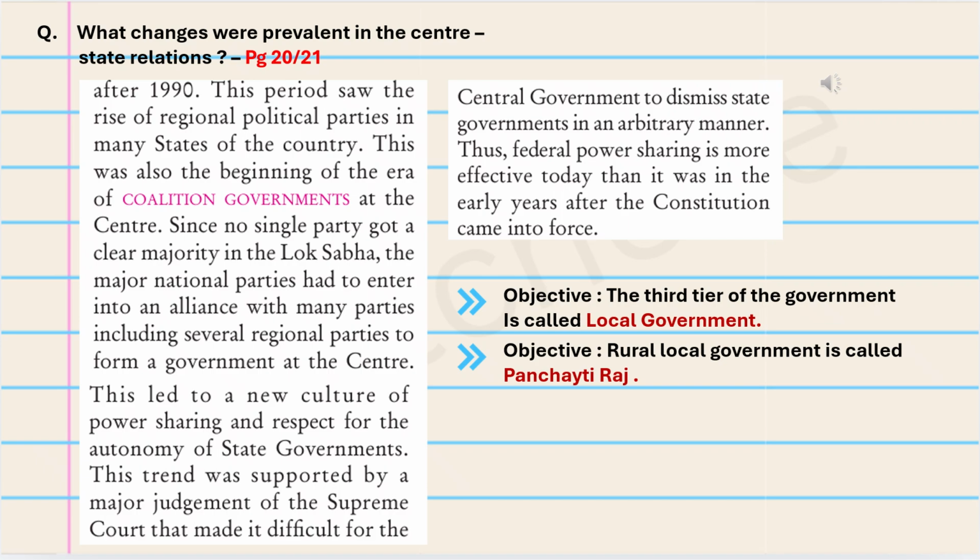So the question here is, what changes were prevalent in the center-state relations? Answer starts on page 20 and continues to page 21. I put in objectives here.